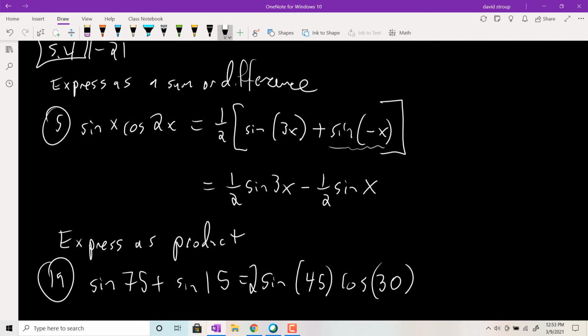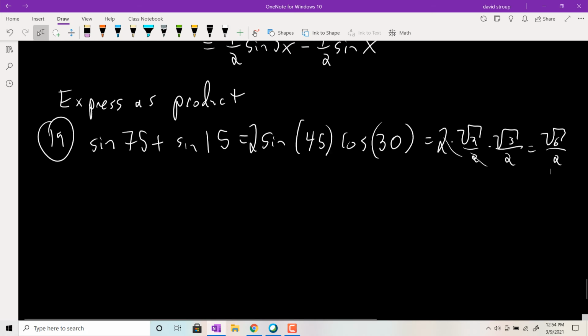Yeah. And then we're going to evaluate those without a calculator. Root 2 over 2 times cosine of 30, which is root 3 over 2. So we end up with one of the 2's canceling, root 6 over 2. Okay, the last problems then are solving equations.